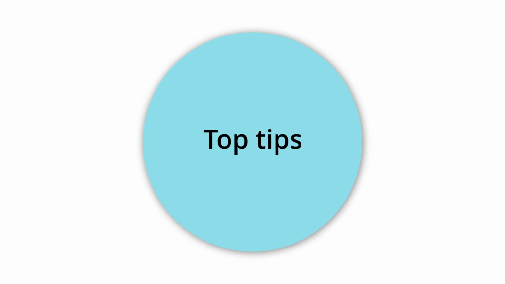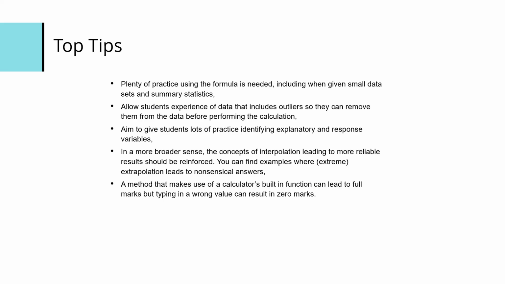So top tips for this topic are that you're going to need to give students plenty of practice using the formula. And you can do this both when small sets of data are involved and also summary statistics. So small sets of data like we saw just then, but also they could be given the summary statistics to plug into the Sxx and Sxy formulas. You're going to allow students experience of data that includes outliers because sometimes they're asked to consider those and remove them before performing calculations with the remaining data.